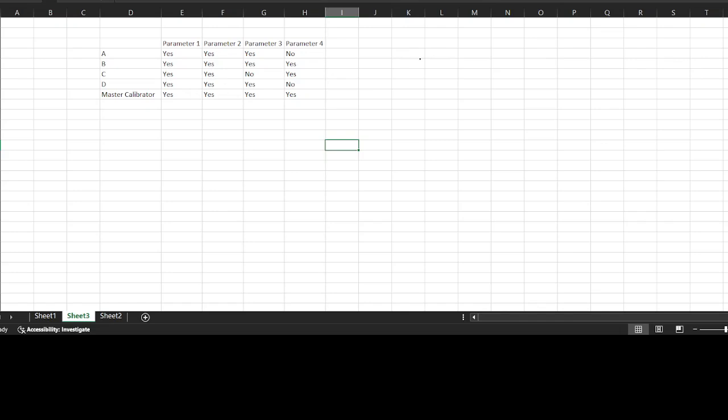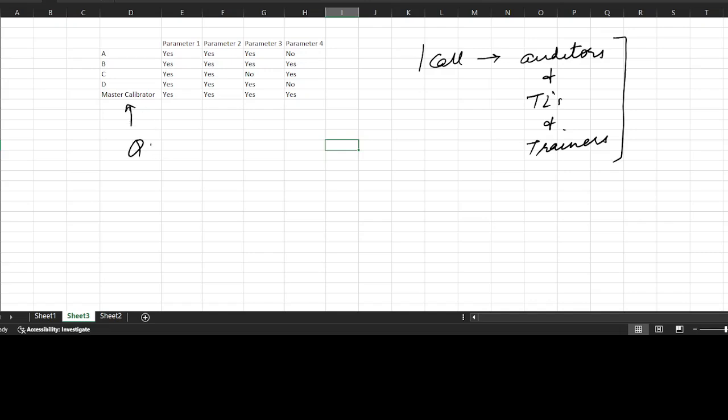First of all, to start off with the calibration, we give one call to the auditors, PLs and winners for them to audit. And after they have audited the call, we choose a master calibrator. Now this master calibrator can be a QA or can be a client. QA will be in internal calibration cases, or client will be in external calibration cases, right?